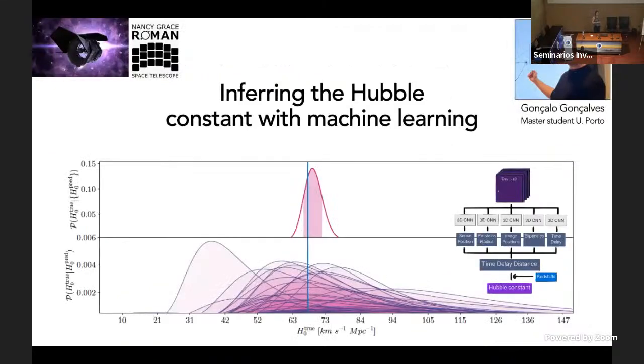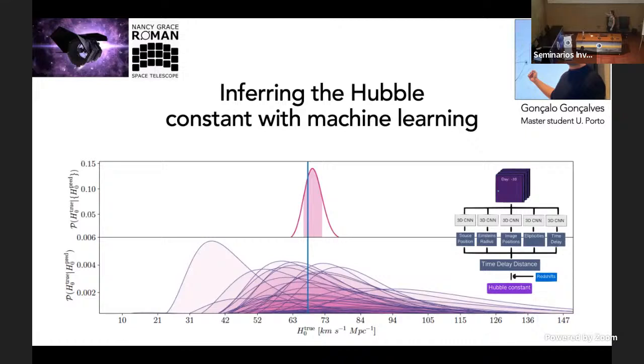Another important thing is that we need to have fast methods so that you can make predictions and also update these predictions as new data comes in. And with traditional methods, this is difficult because it takes long to run a lens model and to infer the time delays. So this is where machine learning can be quite useful.